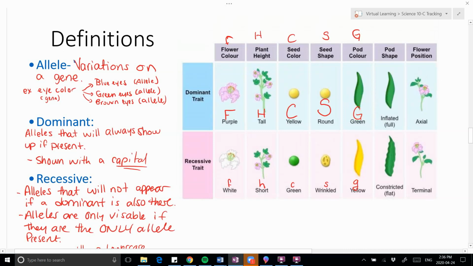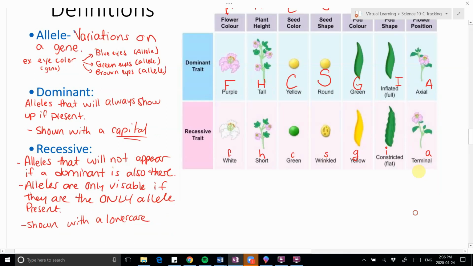So same with shape. If I use an S, you want to make it really clear which one's capital and which one's lowercase. Now I already used C for the seed color, so I need to pick a different letter for pod color. So because one is green and one is yellow, I'm going to pick G. And remember that I picked G, but the letter you pick doesn't necessarily matter, as long as you make it clear that when I say G, I'm talking about pod color. And so shape, same thing, S is already used, so I'm going to use an I, because it's inflated. Flower position, we'll use A. Right, so capital, lowercase, that's what distinguishes between dominant alleles and recessive alleles.